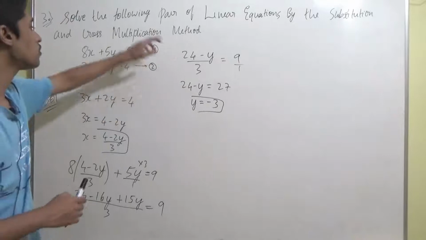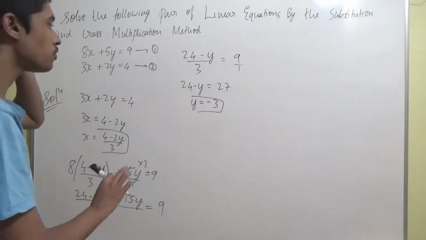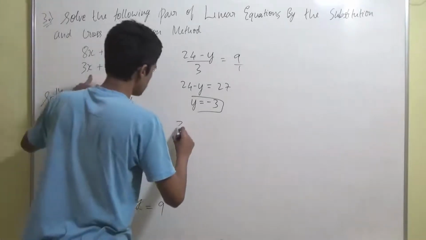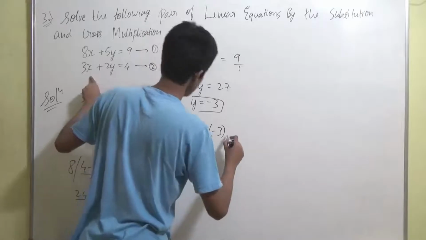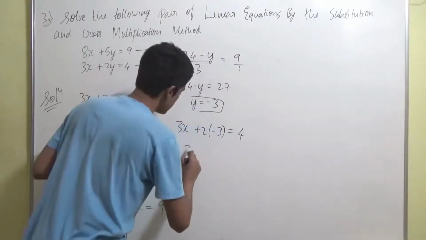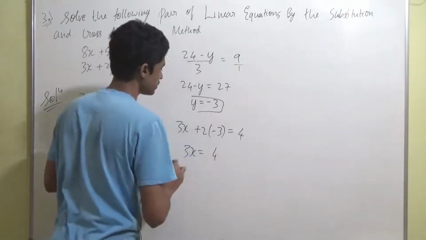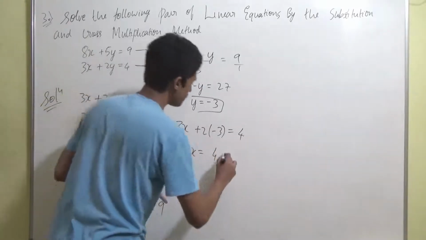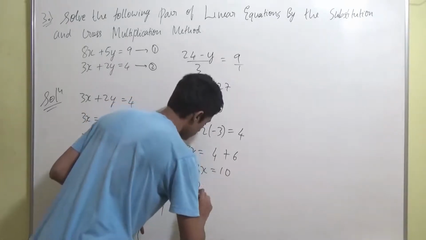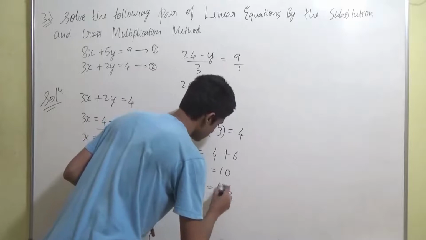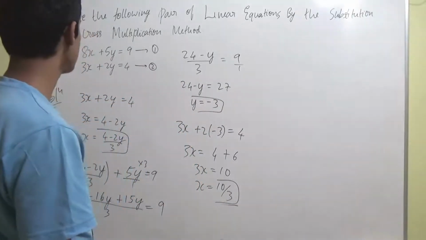Now let's put the value of y in any of these two equations to get the value of x, as simple as that. So I'll put the value of y in equation 2. So it will become 3x plus 2 into minus 3 equal to 4. Then 3x is going to become equal to 4, this I am bringing to the RHS. That time minus 6 will become plus 6. Then 3x will become equal to 10. Then x will become equal to 10 by 3. This is the value of x, guys, and the value of y also we got.